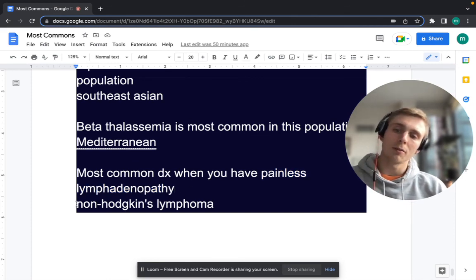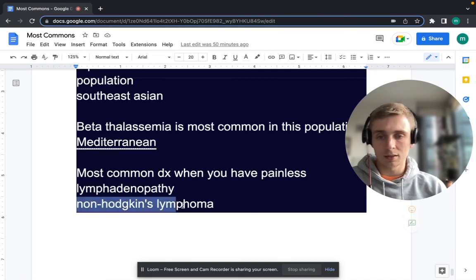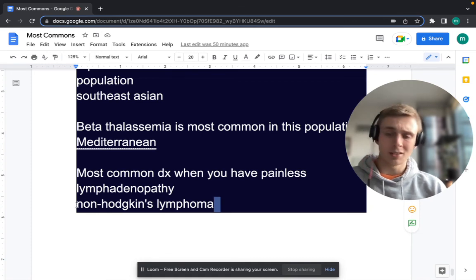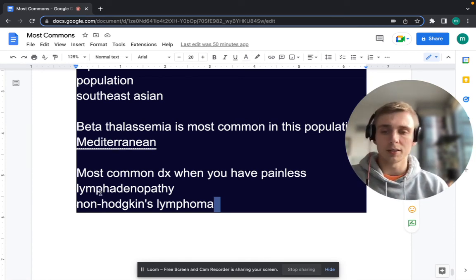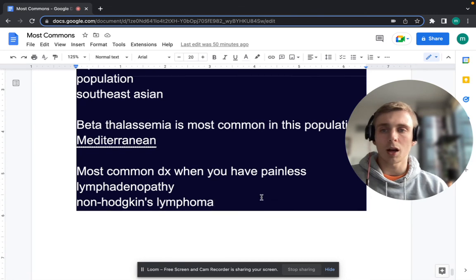And for non-Hodgkin's lymphoma, do they have Reed-Sternberg cells or not? They do not. So non-Hodgkin's lymphoma does not have Reed-Sternberg cells. And also non-Hodgkin's lymphoma does not have contiguous spread. So non-Hodgkin's lymphoma can spread all over the place, all over the body, and like we mentioned before, can have GI mets as well. So that will conclude our most commons.